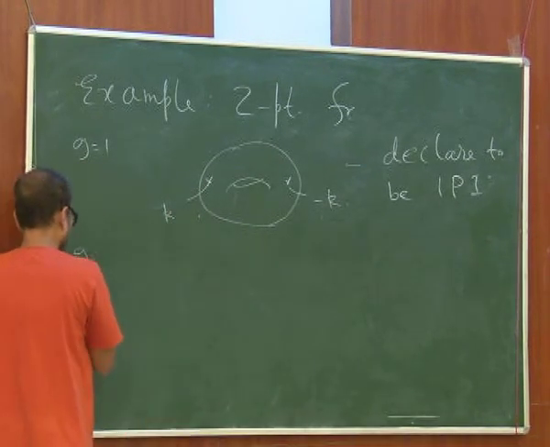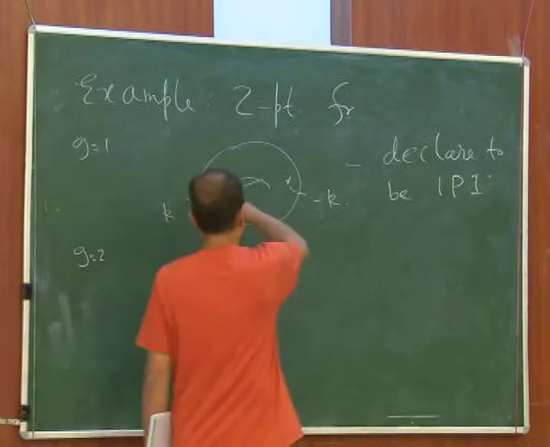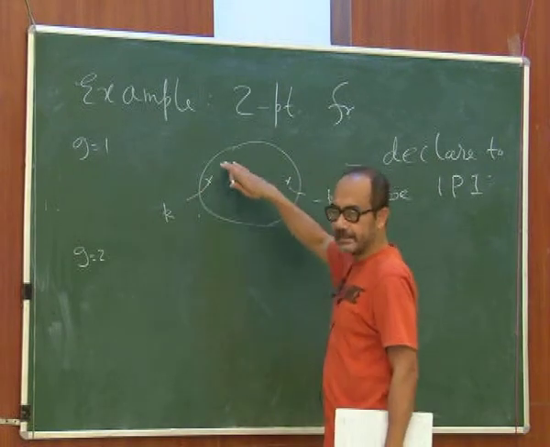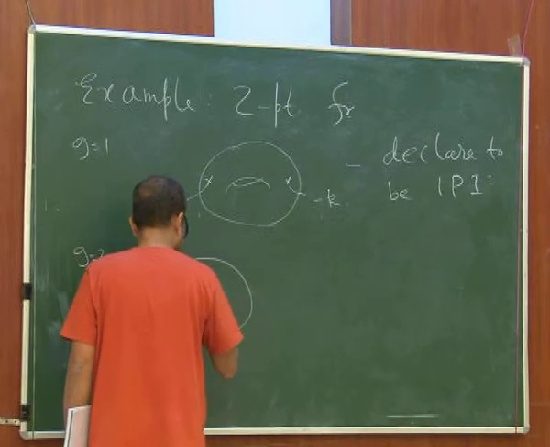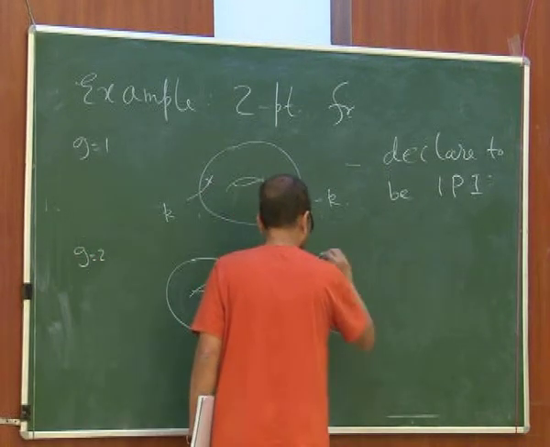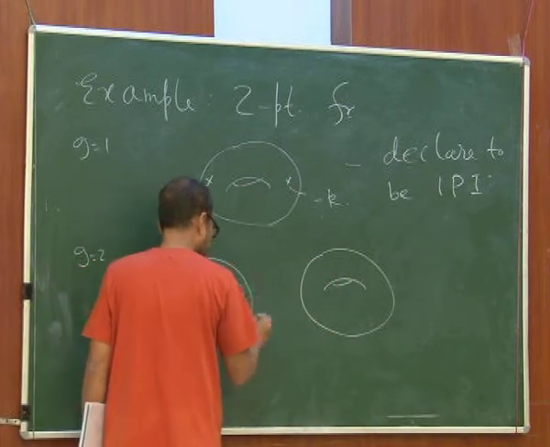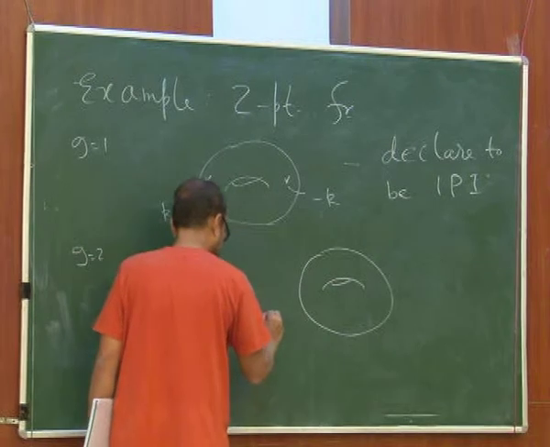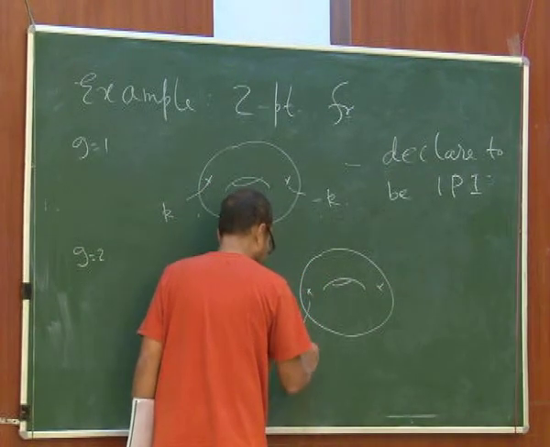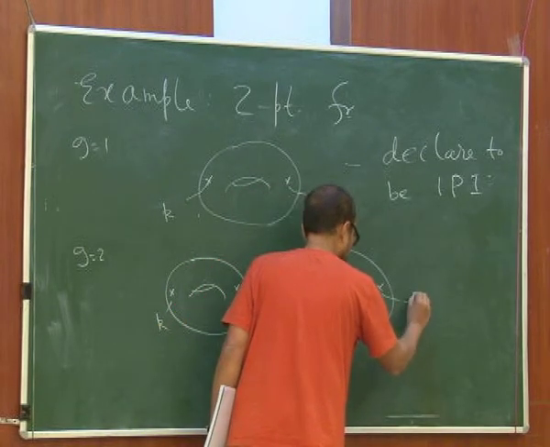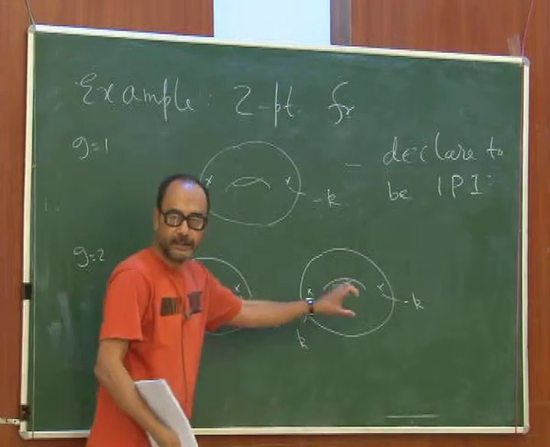Now, let us go to genus 2. Given that we have already chosen a local coordinate system around the 2 punctures, now we can glue 2 genus 1 Riemann surfaces. So, k and minus k. It is clear that we can only glue a thing carrying momentum k to a thing carrying minus k, right? Because the total momentum of course has to be conserved.